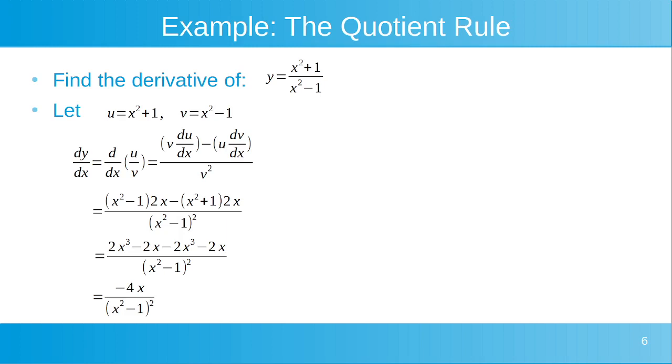So our plus 2x cubed and our minus 2x cubed terms cancel, and our minus 2x and our minus 2x terms combine. And we get that our derivative dy dx is equal to minus 4x divided by (x squared minus 1) squared.